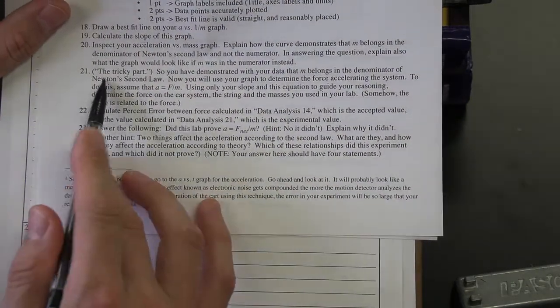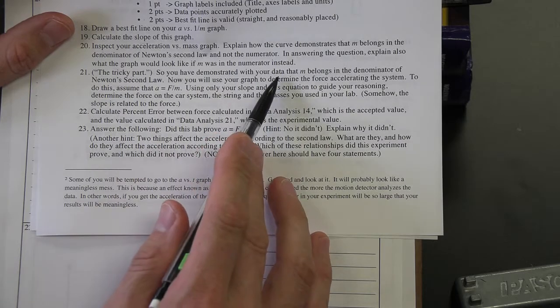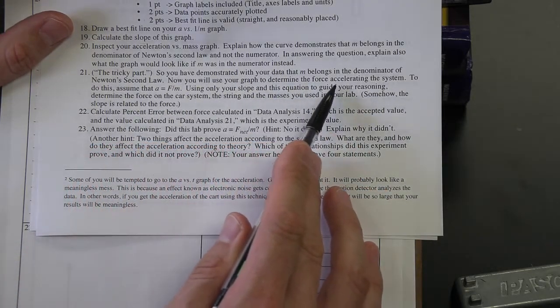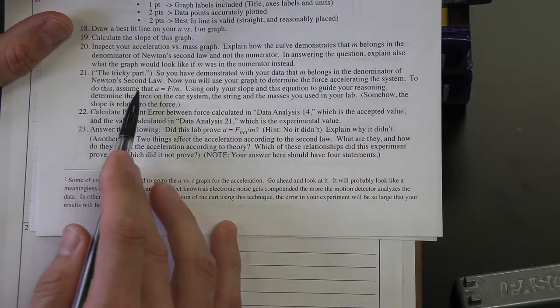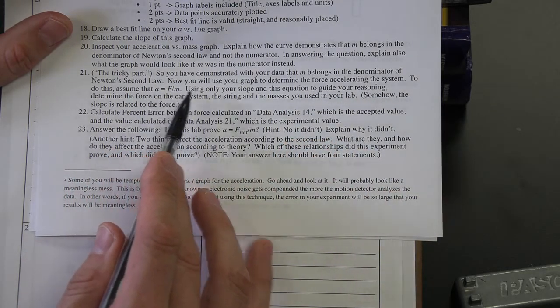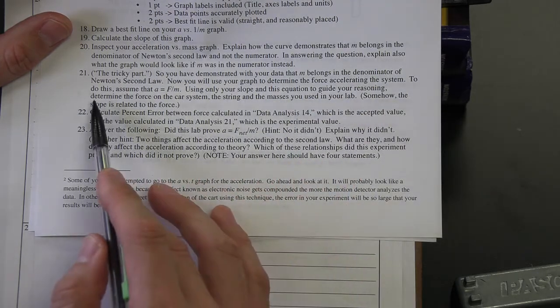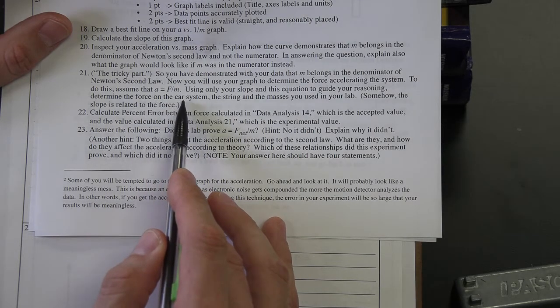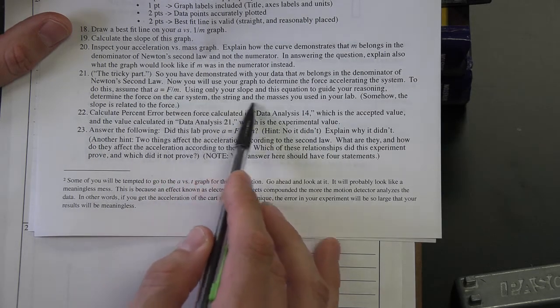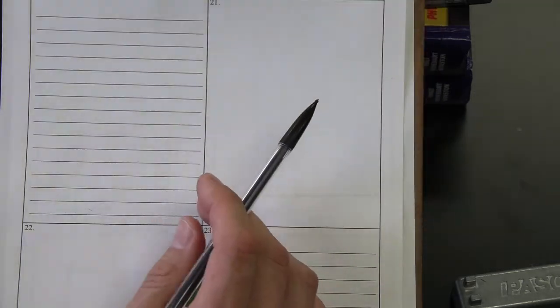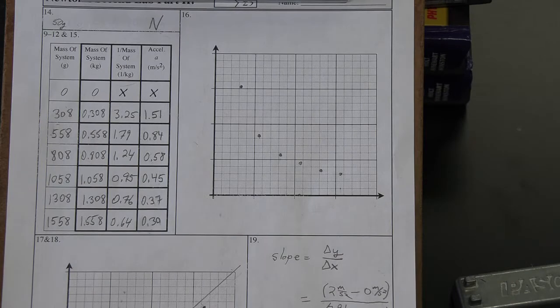Okay, number 21, the tricky part. So you've demonstrated with your data that m belongs in the denominator of Newton's second law. Now you will use your graph to determine the force accelerating the system. To do this, assume that a equals F over m. Using only your slope and this equation to guide your reasoning, determine the force on the car system, the string mass, and the masses you used in your lab. Somehow the slope is related to force. So I've got this value. And how does that relate to force?